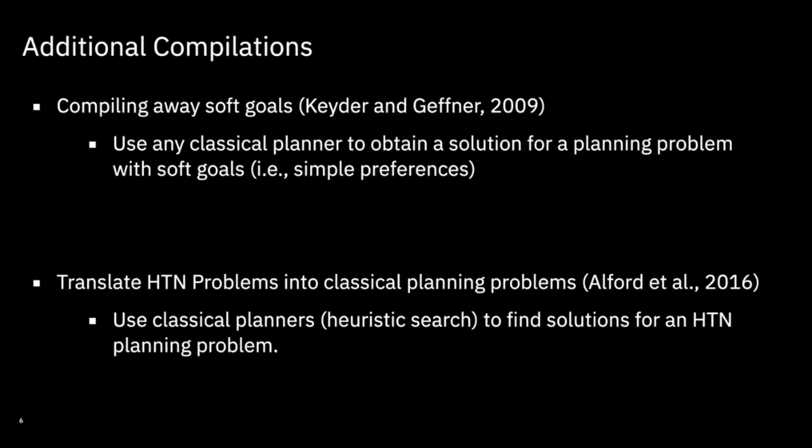Now, in addition, I want to mention some other commonly used compilation techniques that can be used when it comes to the modeling challenge. For example, we have compiling away soft goals. This will let you use any classical planner to obtain a solution for a planning problem with soft goals or simple preferences. Also, we can translate HTN problems into classical planning problems. And this lets you use classical planners, or heuristic search in particular, to find solutions for an HTN planning problem.